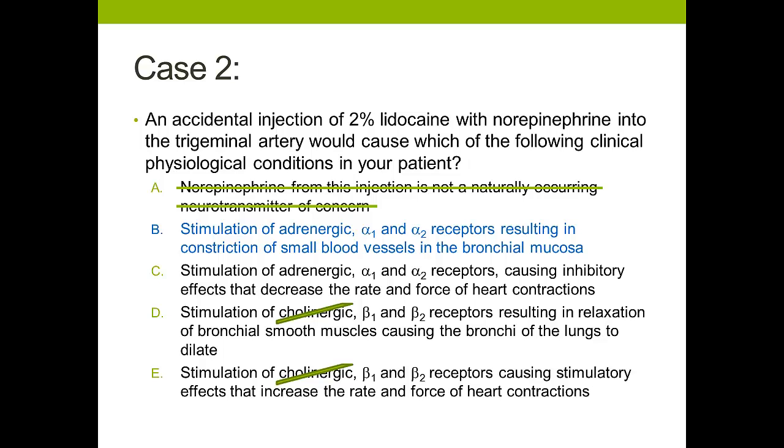For response C, the rate and force of heart contractions is increased by the sympathetic nervous system, mainly through stimulation of beta 1 receptors. Thus, this is also an incorrect response. For response B, in the video we saw that stimulation of alpha receptors often leads to smooth muscle contraction, which would constrict the blood vessels in the bronchial circulation, making B a correct response.